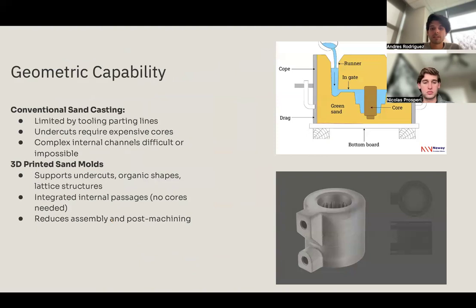Geometry is one of the biggest differentiations between the two methods. Traditional sand casting is limited by parting lines, draft angles, and the need for cores. Undercuts or complex internal channels often require expensive tooling or simply cannot be produced. On the other hand, 3D printed molds allow organic shapes, lattice structures, undercuts, and fully integrated internal passages without using cores. This reduces assembly, reduces machining, and allows designs that are impossible or highly expensive with conventional casting.